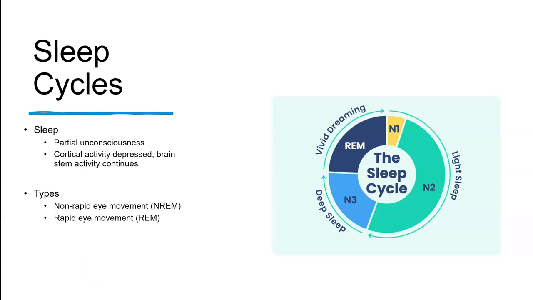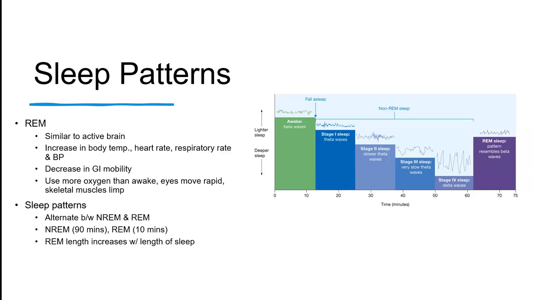During that time, we have decreased body activity so that we can conserve energy, increase growth, and basically just renew and refresh. We have 2 categories of sleep: REM, which is rapid eye movement, and non-REM, which is non-rapid eye movement, and both of these are characterized by their EEG patterns and the presence or absence of eye movement. During REM sleep, okay, so you see this right over here in the purple, it's very similar to active brain waves.